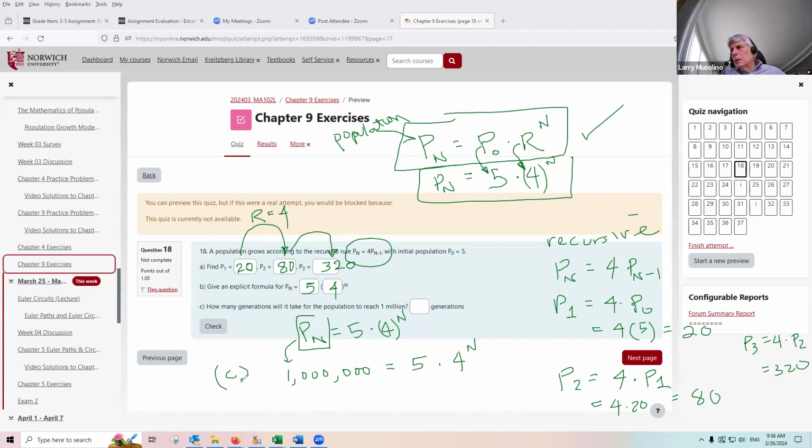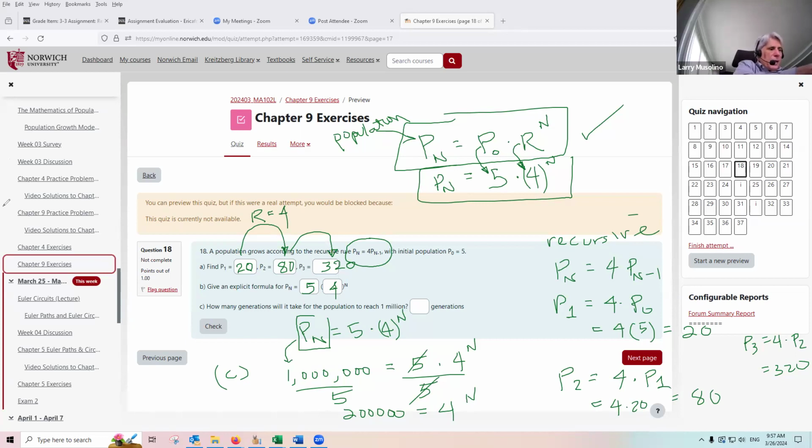One way you could do it is in this equation, I could start off dividing both sides by 5, because that would get rid of that 5 in front. And then that would be 200,000 equals 4 to the n. And now the best way is just guessing. Take some different values of n, experiment, plug them in, and see when you get to 200,000 or greater. So I could just try some experiments here.